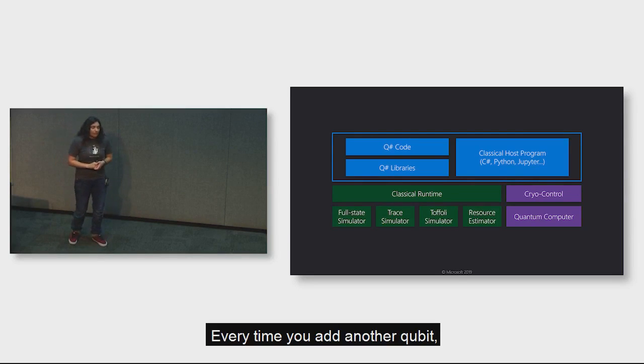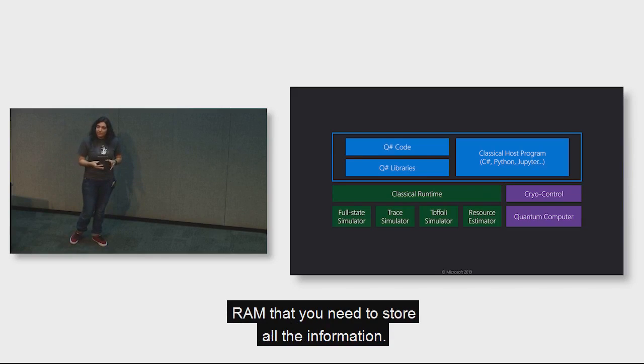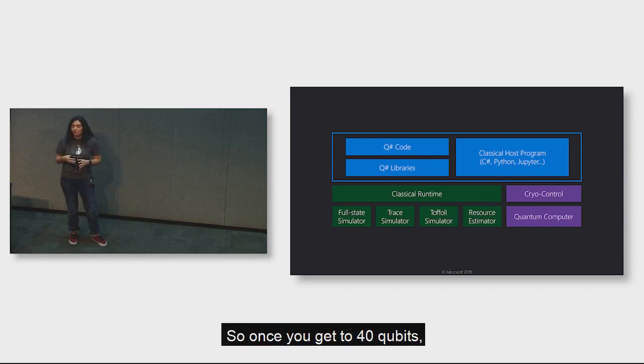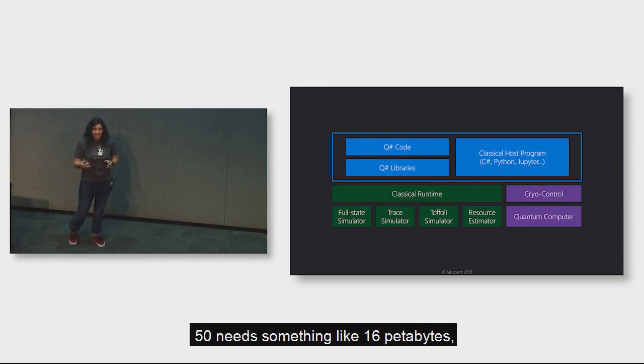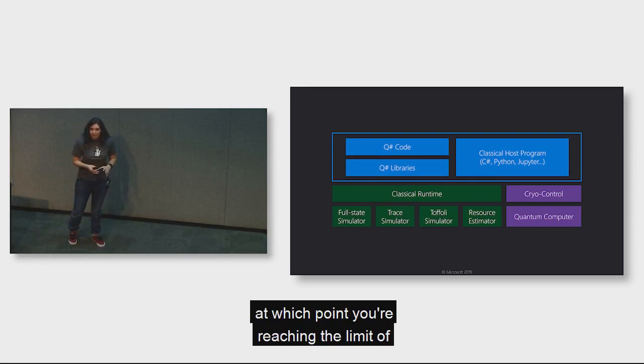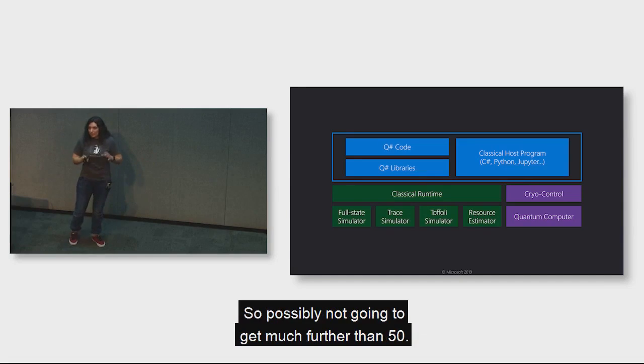Every time you add another qubit, you double the amount of RAM that you need to store all the information. So once you get to 40 qubits, you start needing 16 terabytes of RAM. 50 needs something like 16 petabytes, at which point you're reaching the limit of the biggest supercomputers that we have built to date. So we're possibly not going to get much further than 50.